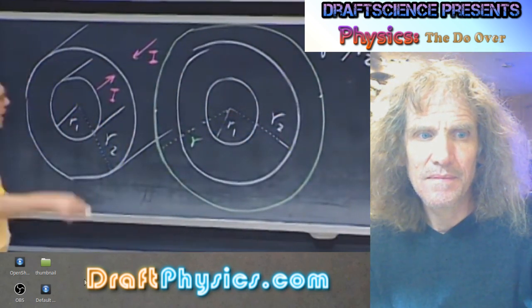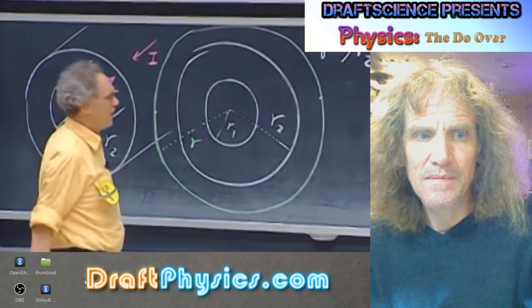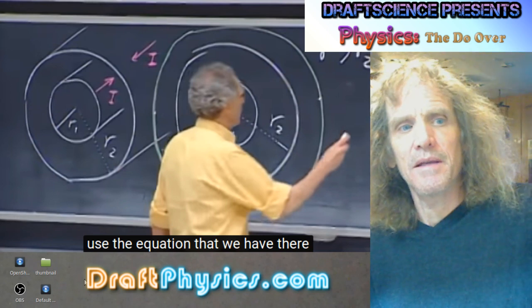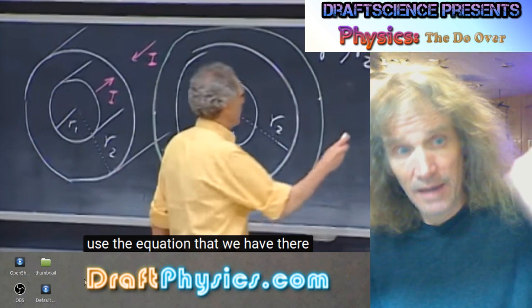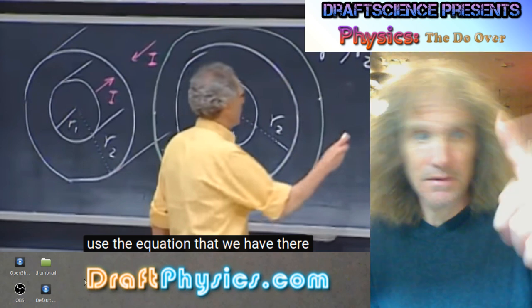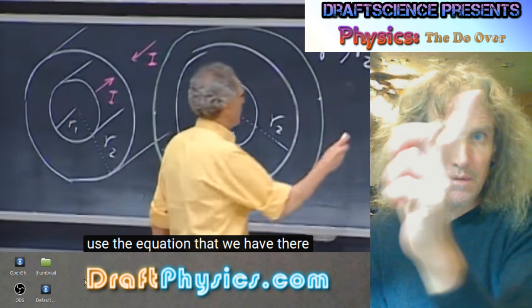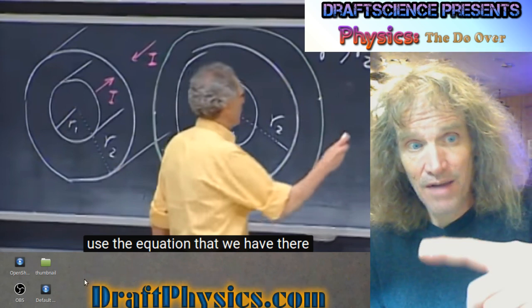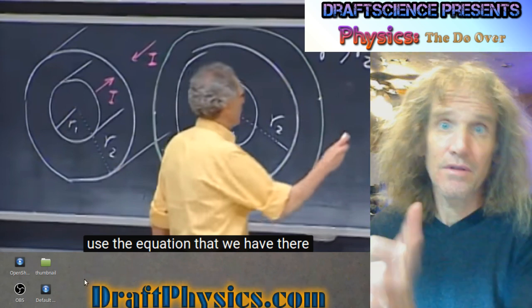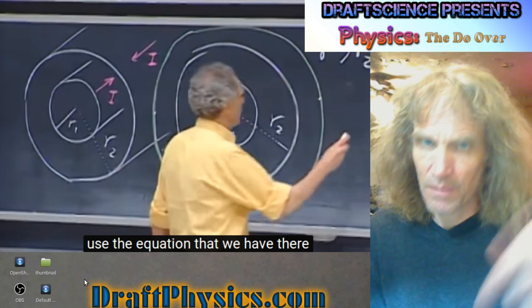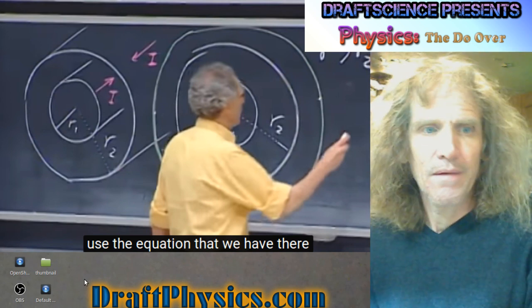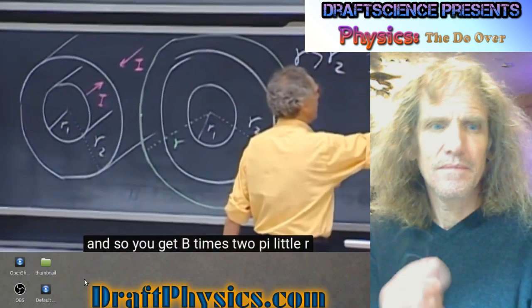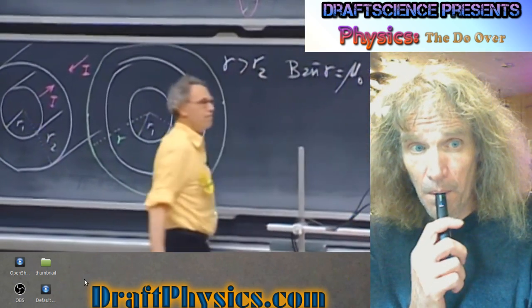And so we go around, we make the closed loop integral, use the equation that we have there at the bottom. It's not really going around, it's just going to be positive and negative in terms of the little magnets around the surface, and one side is going to be pointing north and one side is going to be pointing south. No matter where you look at the circle, there's always one pointing north and one pointing south. That's your direction. And so you get B times 2 pi little r equals mu 0.